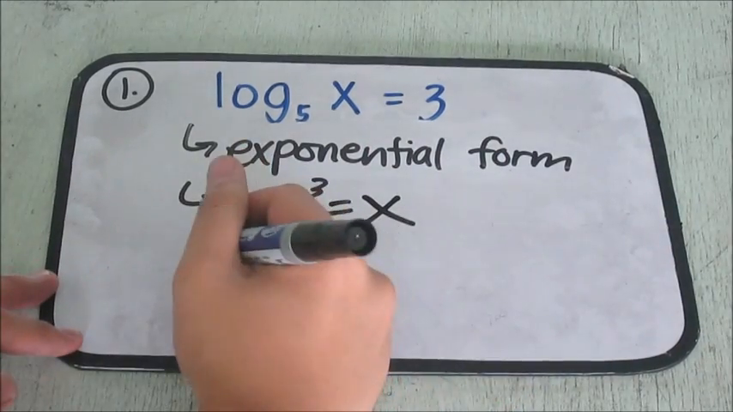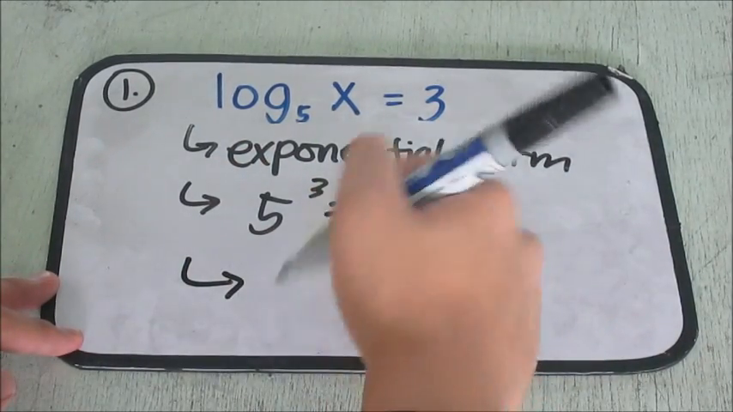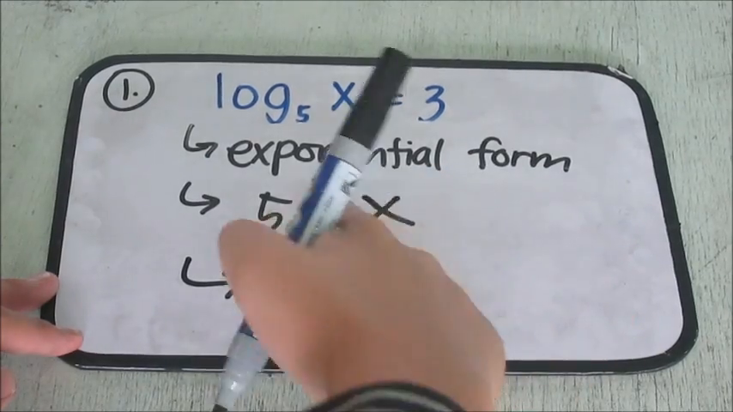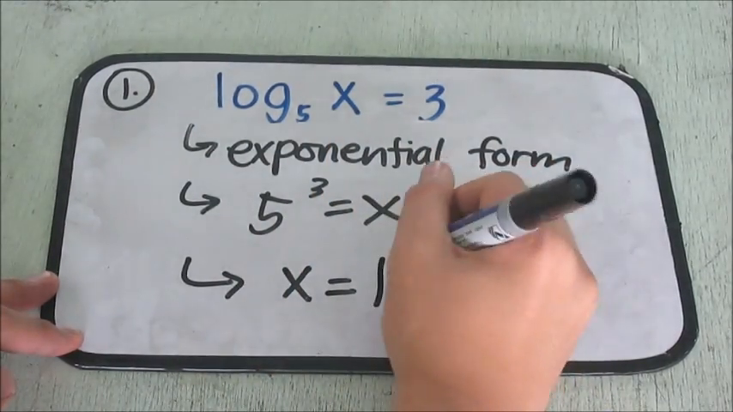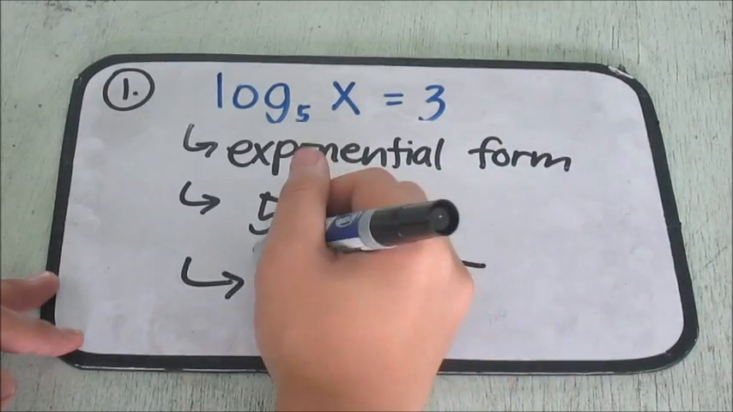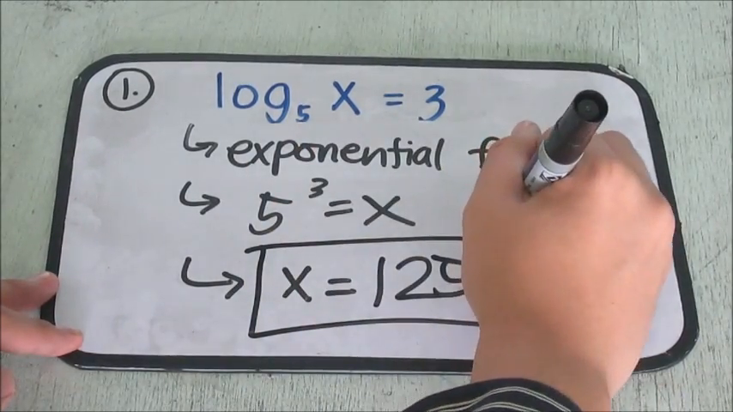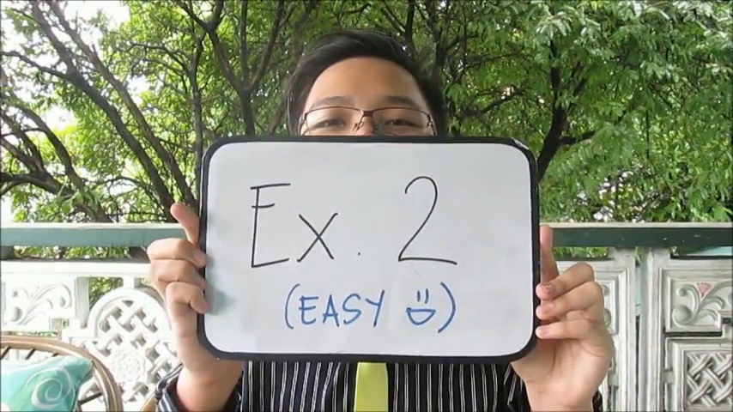And then we will evaluate it, so x is equal to 5 cubed, 5 times 5 times 5 is equal to 125. And that is the final answer. It's quite easy, right? Now, moving on, we are going to proceed to the second problem.